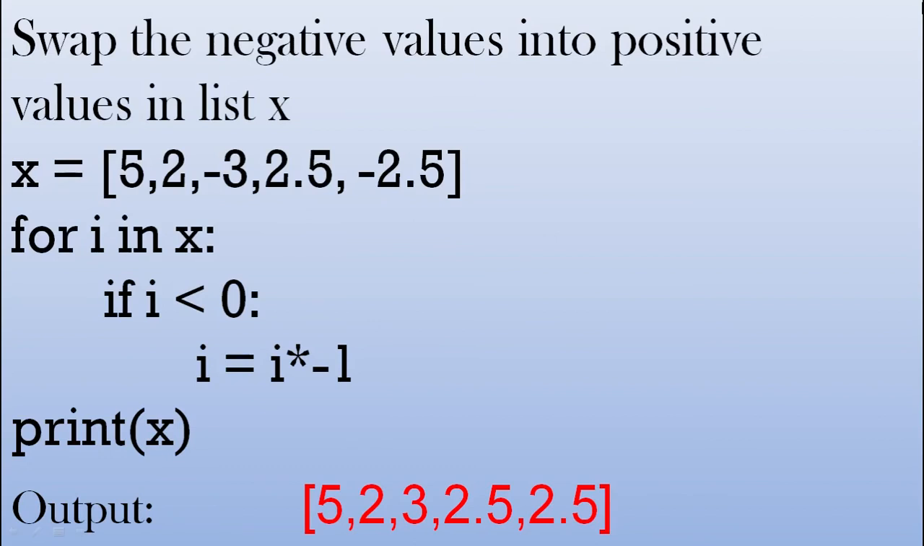Swap the negative values into positive values. So again we use a for loop. We're going to check the value is less than 0 and then times it by -1, and that will make the negatives into positives.